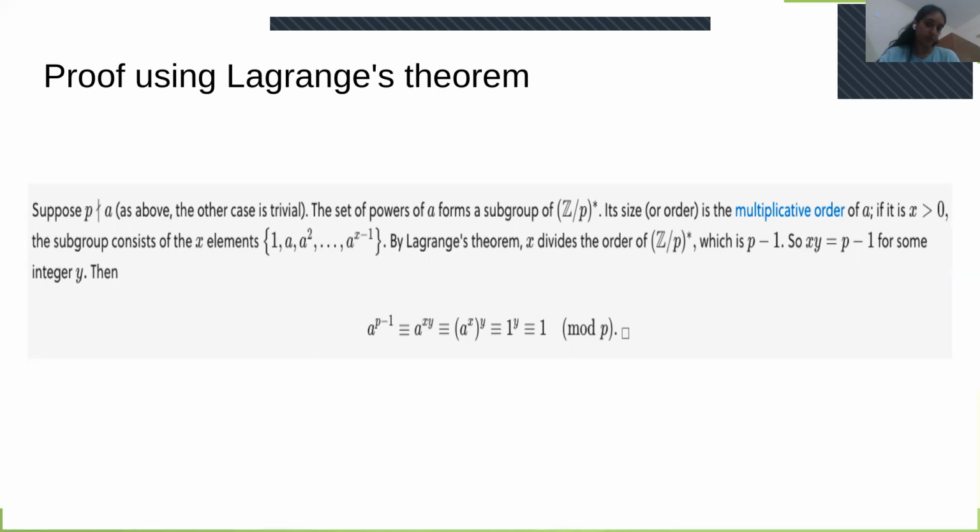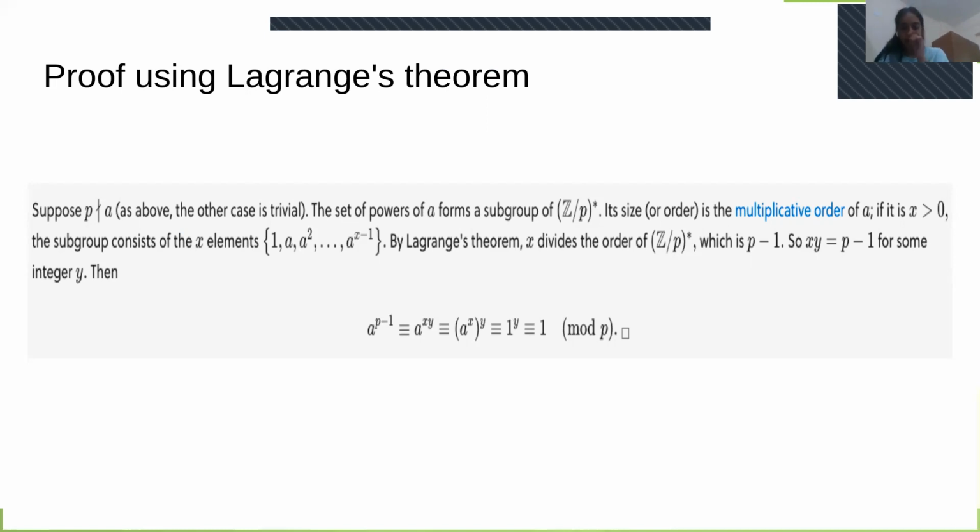We can prove the same using Lagrange's theorem. As above, the other case is trivial. The set of powers of A forms a subgroup. Its size, or order, is the multiplicative order of A. So if it is x greater than 0, the subgroup consists of the x elements from 1 to A to the power x minus 1. By Lagrange's theorem, x divides the order of the group Z, which is P minus 1. So xy is equal to P minus 1 for some integer y.